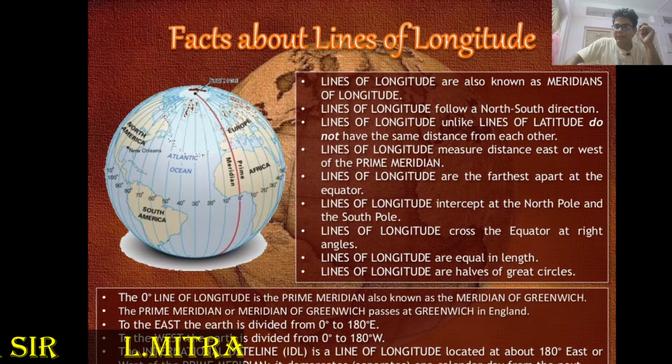So what is the great circle? The 0 degree latitude, the equator, is the great circle, and a line of longitude is always half of the great circle.